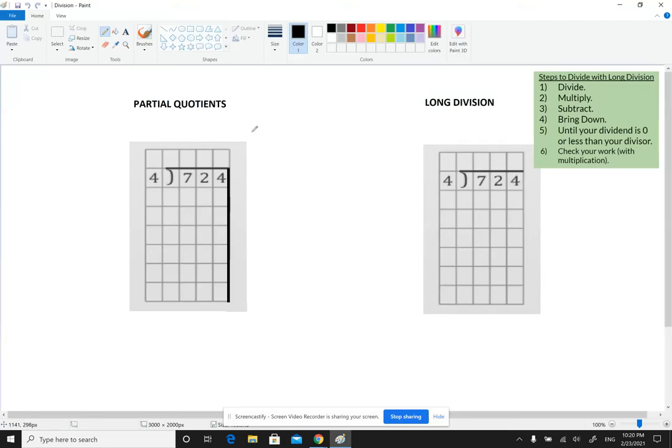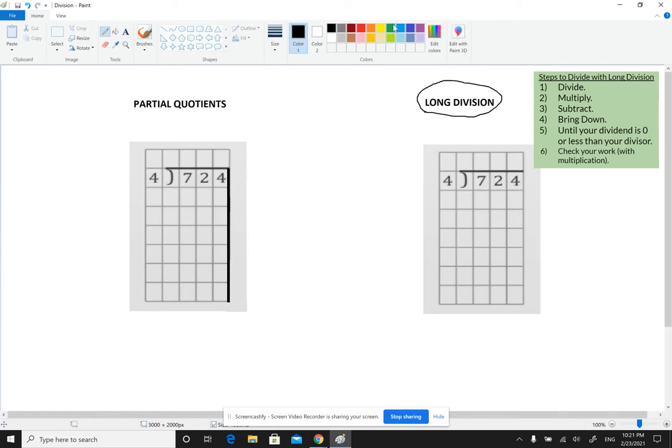So we're going to compare our partial quotient strategy to a new strategy called long division. This new strategy of long division, which we will use in our class today, is a really simpler way to do division. And we want to see how this algorithm, this set of steps for long division, really makes sense. So let's start by solving this 3-digit by 1-digit division problem with partial quotients.